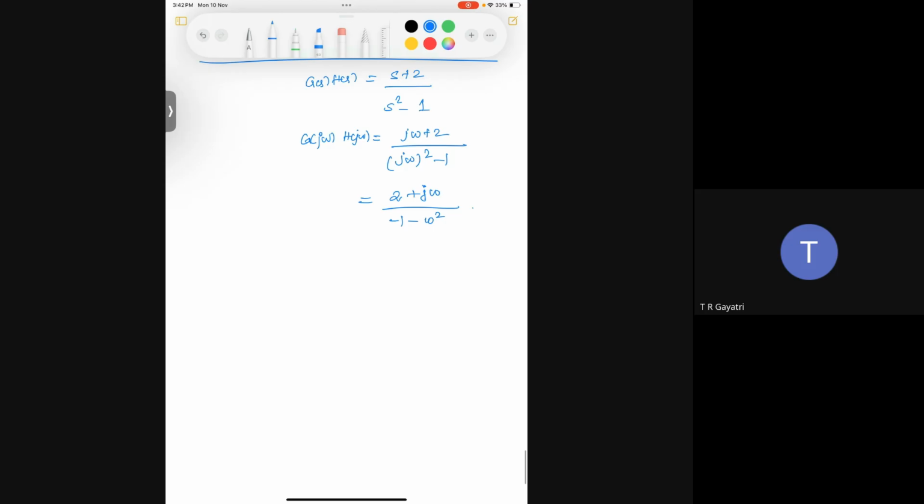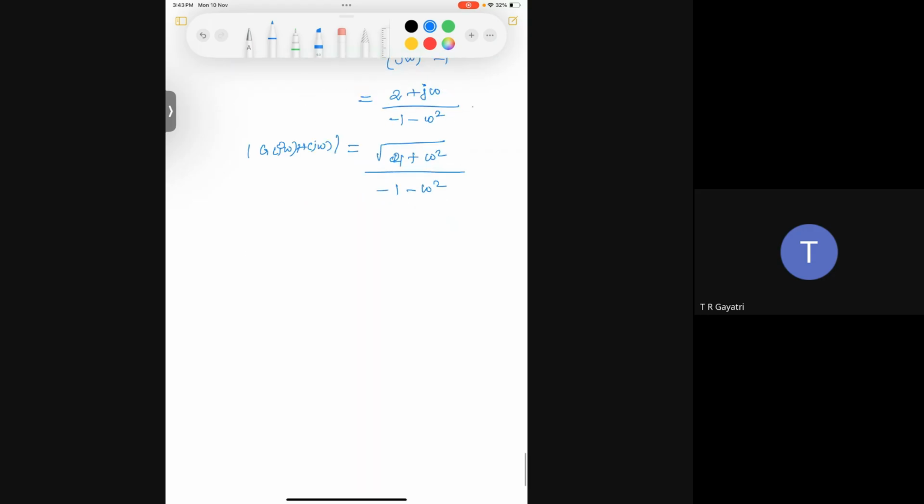If I want to find the magnitude, G of j omega H of j omega will give me root of 4 plus omega square divided by minus 1 minus omega square. When omega tends to 0, GH will be root 4, equal to 2, divided by minus 1. This will be minus 2.